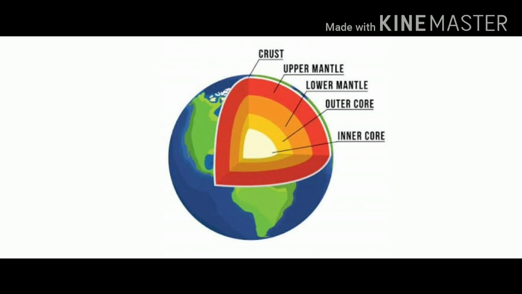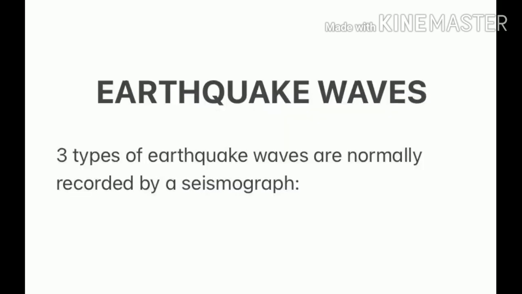Interior of the Earth. In the previous class, we discussed the sources which provide us knowledge about the interior of the Earth. Today we are going to talk about the earthquake waves. Basically, the three types of earthquake waves are normally recorded by a seismograph. The seismograph is the device that measures the seismic waves.